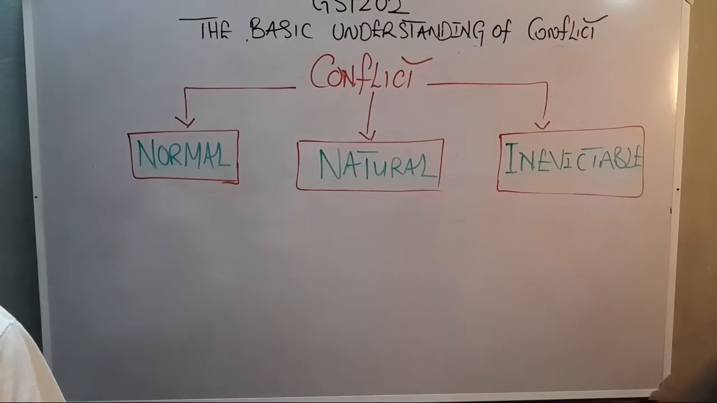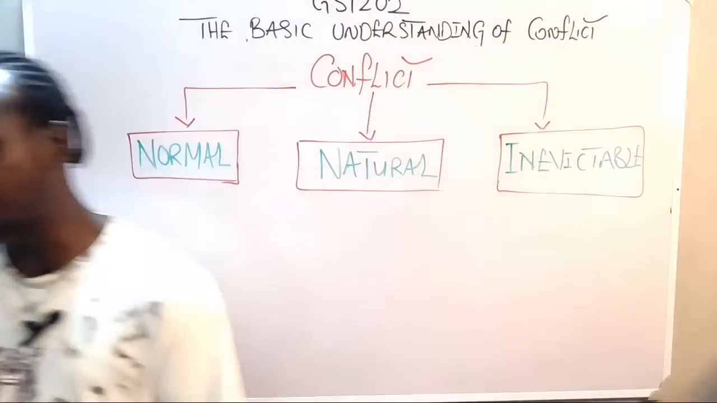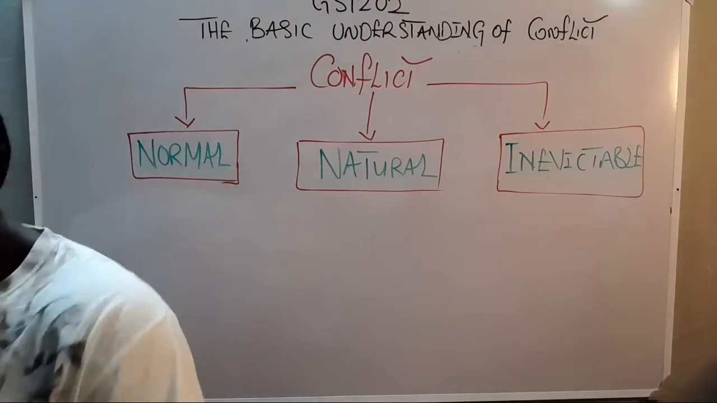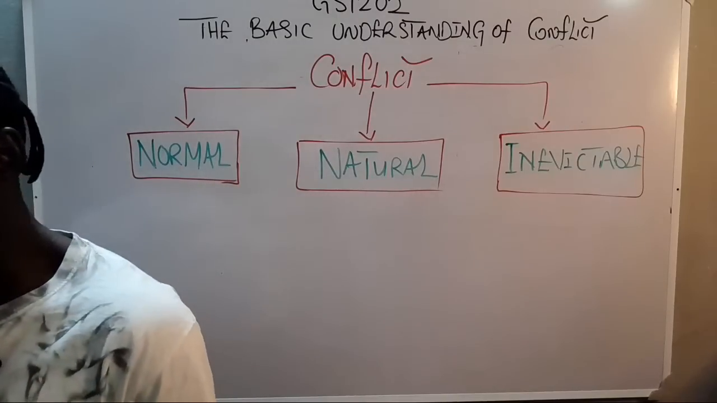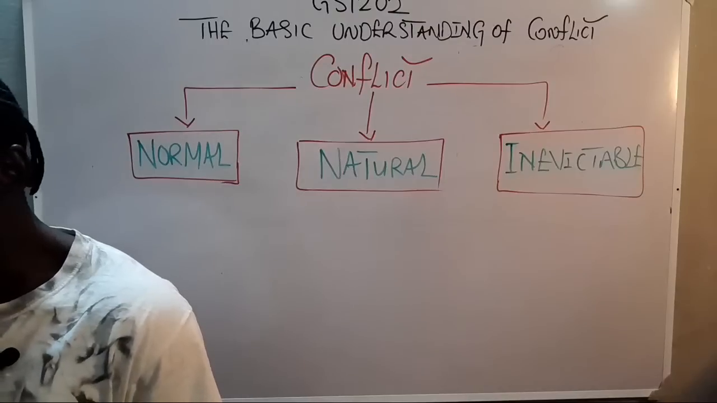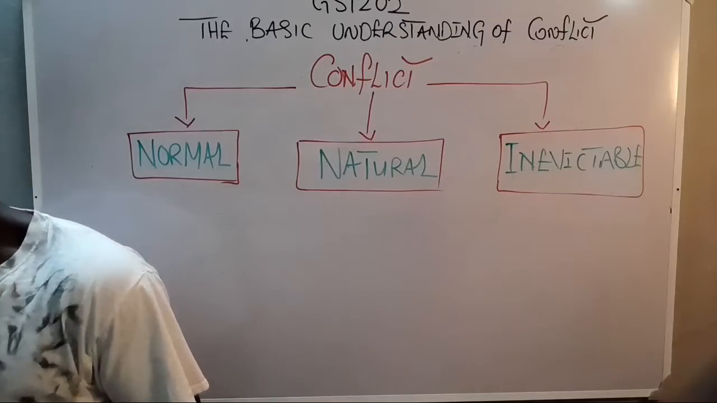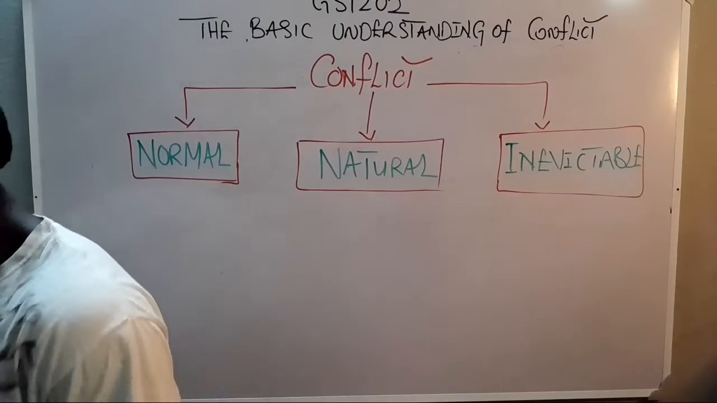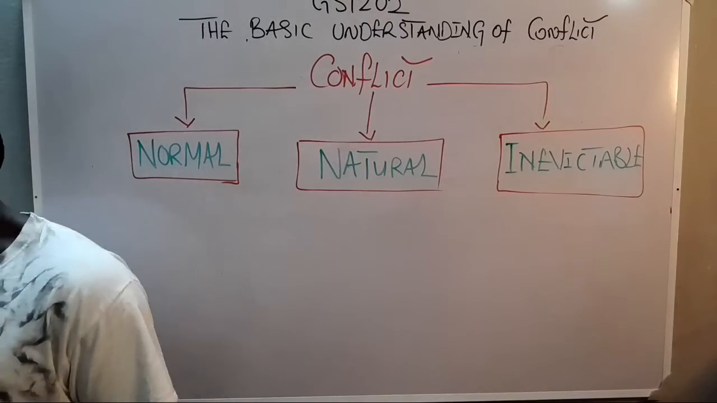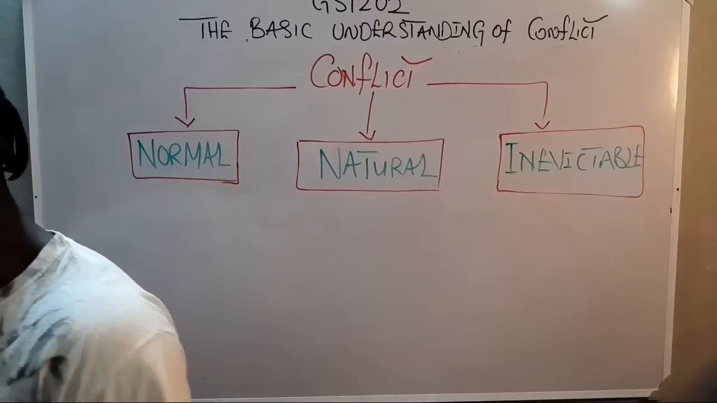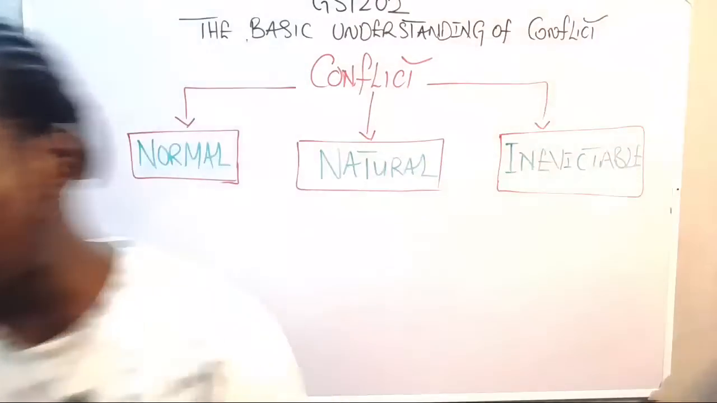So now, when we say conflict is natural, what do we mean by conflict is natural? Let's take this sentence first before we talk about the meaning of these terms. It says here that conflict is a natural, normal, and inevitable phenomenon in any interactive situation of human life. Conflict is not necessarily negative in itself.